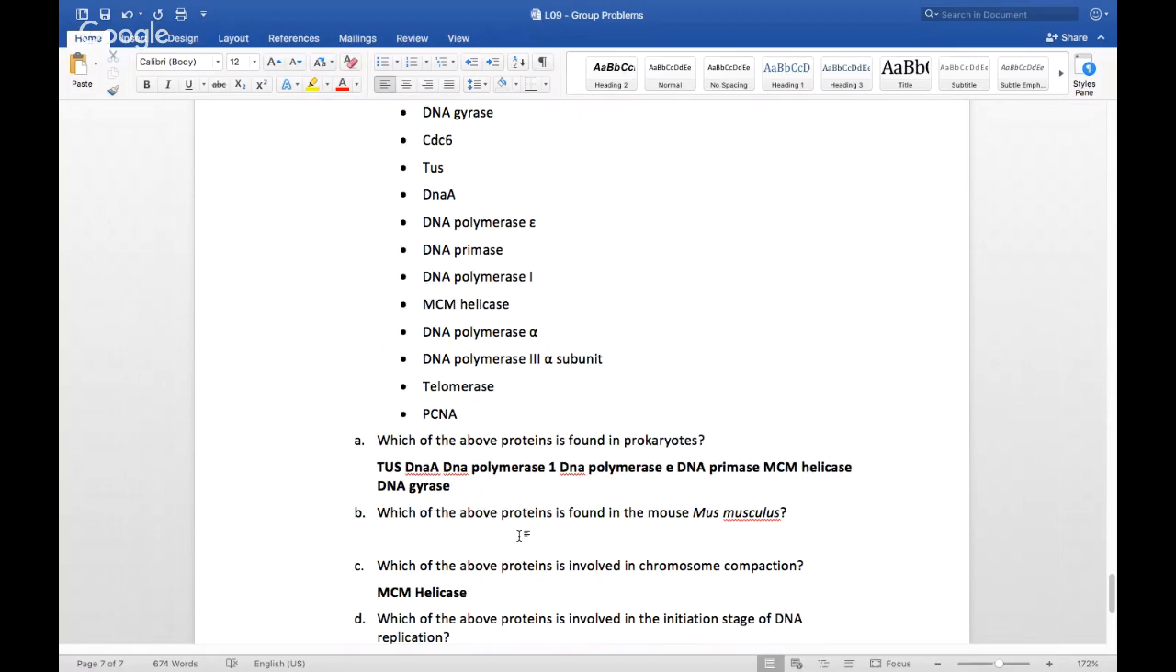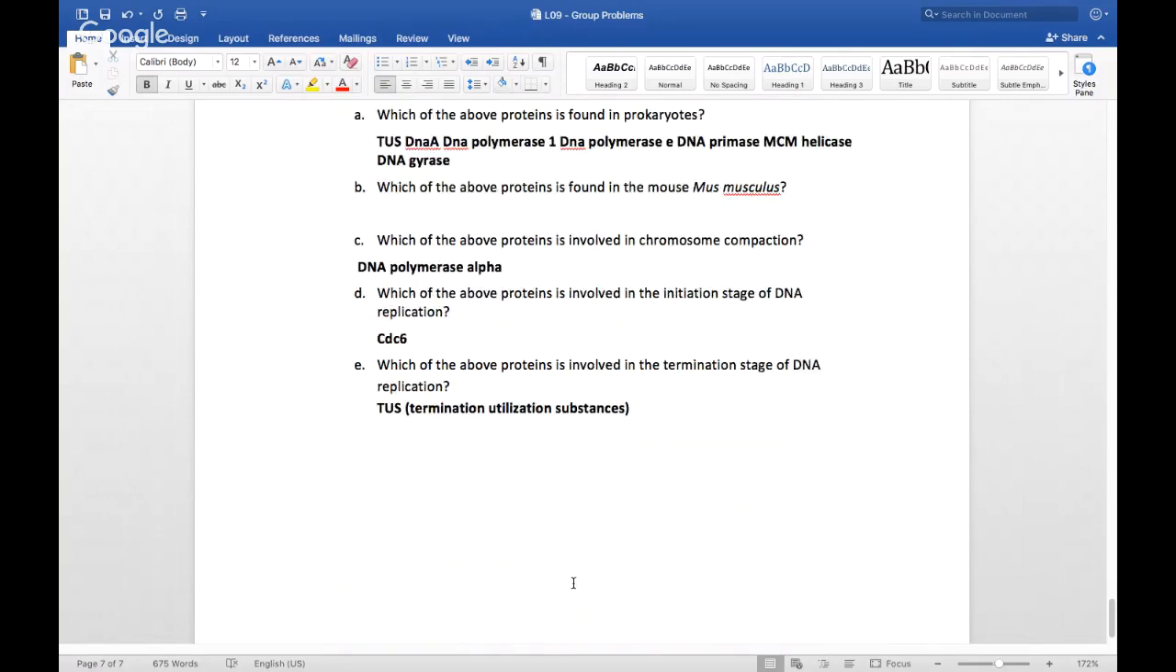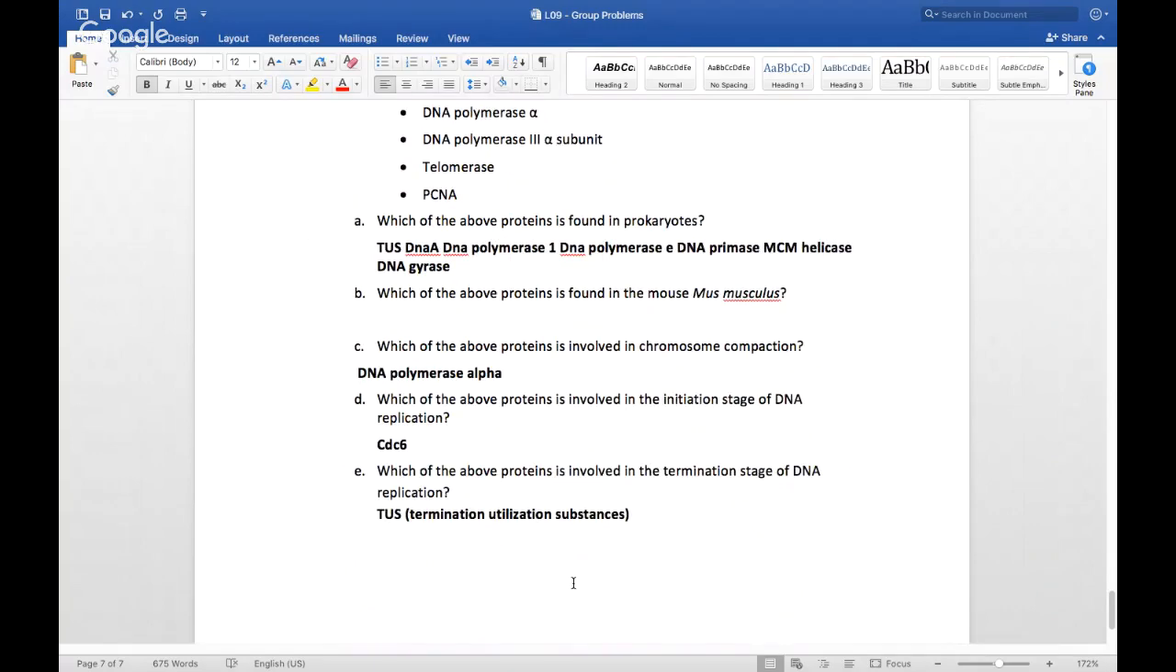The proteins involved in compaction would be DNA polymerase alpha subunit, DNA polymerase III alpha subunit, and PCNA. The initiation stage of DNA replication involves CDC6, and the protein for termination of DNA replication would be Tus. Okay, and that concludes our problem.